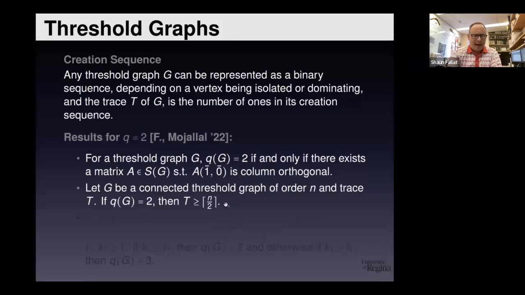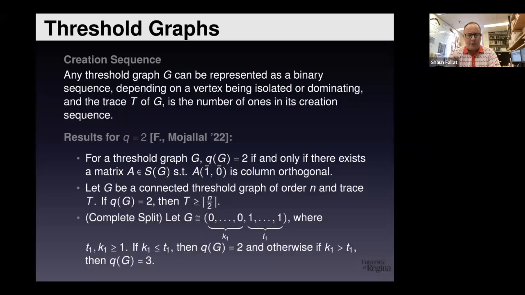Okay. And we have other results along these lines, and I'll just write down the so-called complete split graph statement, which is not much more than what I wrote up there, but nonetheless it says a little bit more than that. So if your creation sequence starts with a bunch of isolated vertices and then finishes with a bunch of dominating vertices, then you can predict what the Q value of that graph will be depending on the sizes of the isolated versus dominating vertices. And it's interesting that in this case, Q is either 2 or 3, but maybe not surprising, but interesting.